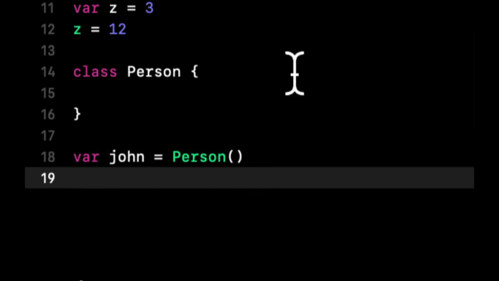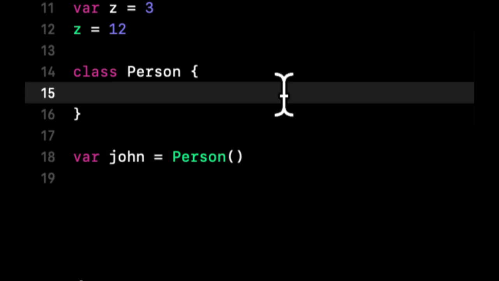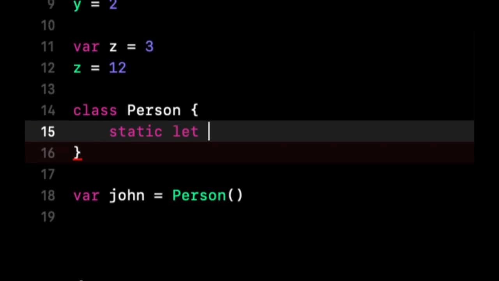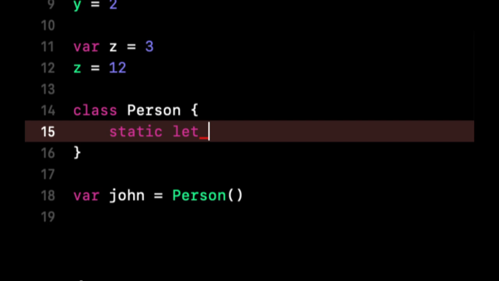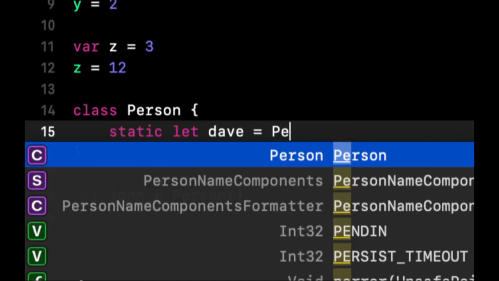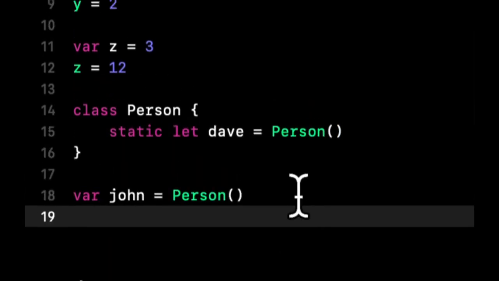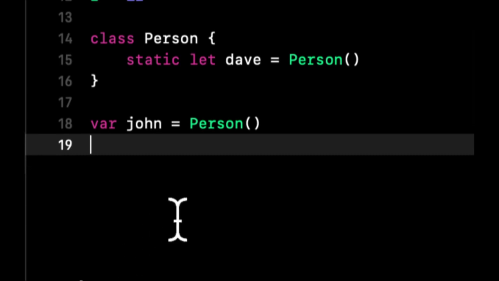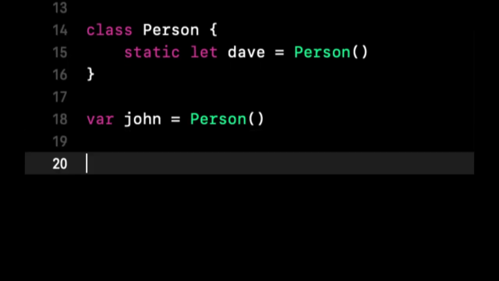So where does our static thing come into play? Let's say we want to have one case for a person named Dave. In here, we can make a static variable, rather a static constant called Dave, and it can equal an instance of a person. So let's just make sure that this is syntactically correct. No errors, looking good.